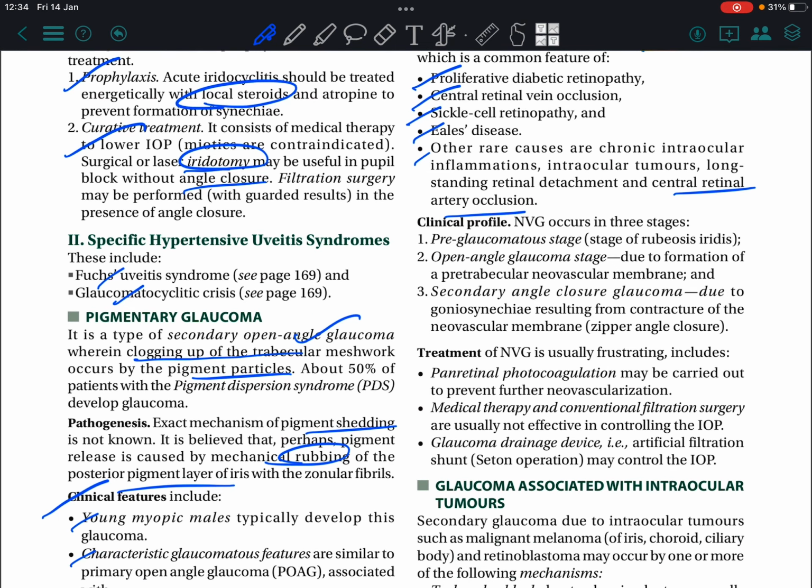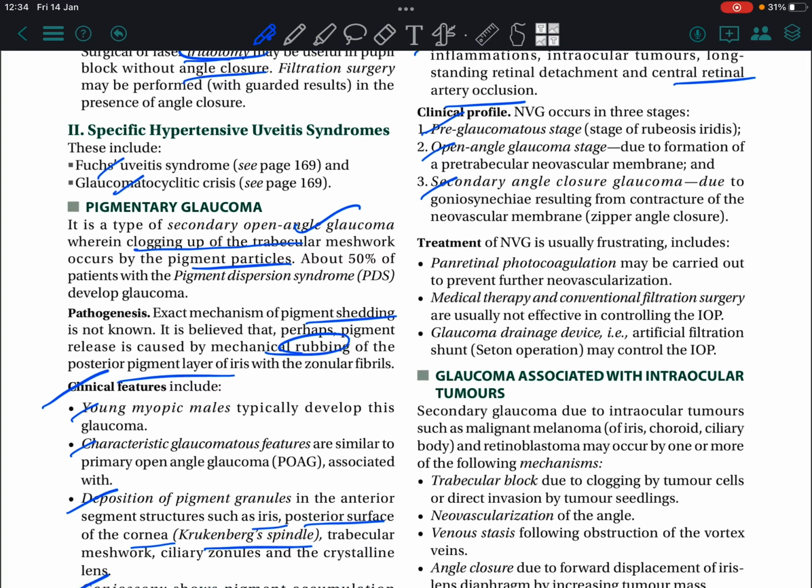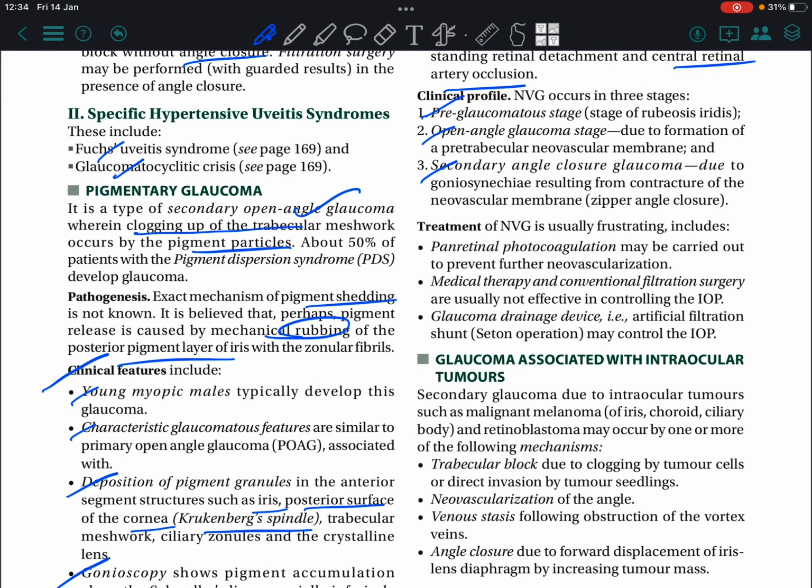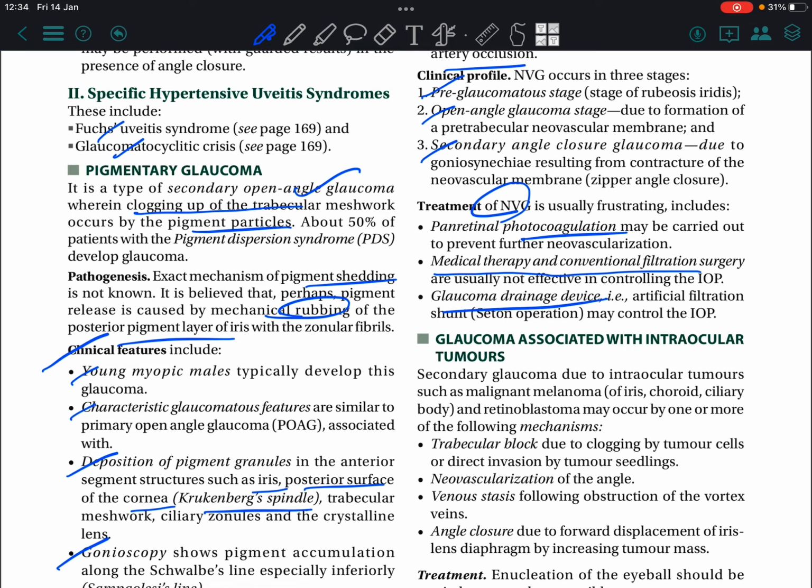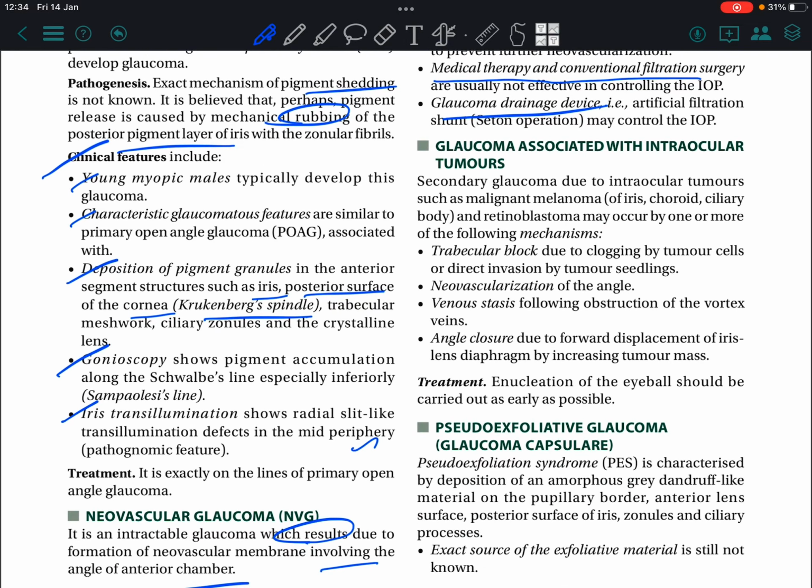Clinical profile: pre-glaucomatous stage, open angle glaucoma, secondary angle closure glaucoma. Treatment of NVG: pan-retinal photocoagulation, medical therapy and conventional filtration surgery, or glaucoma drainage devices.